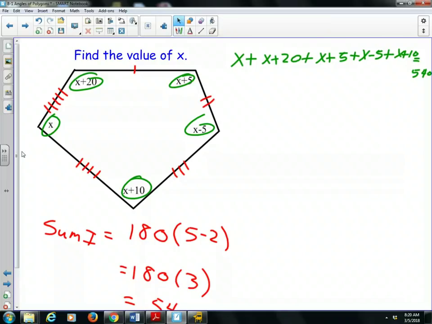All right, let's combine like terms. 1, 2, 3, 4, 5 x's. Let's see, 20, 25, 20, 30.